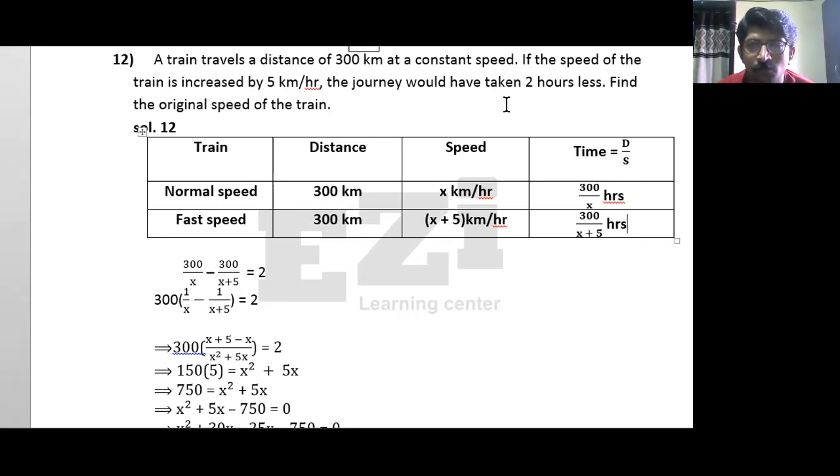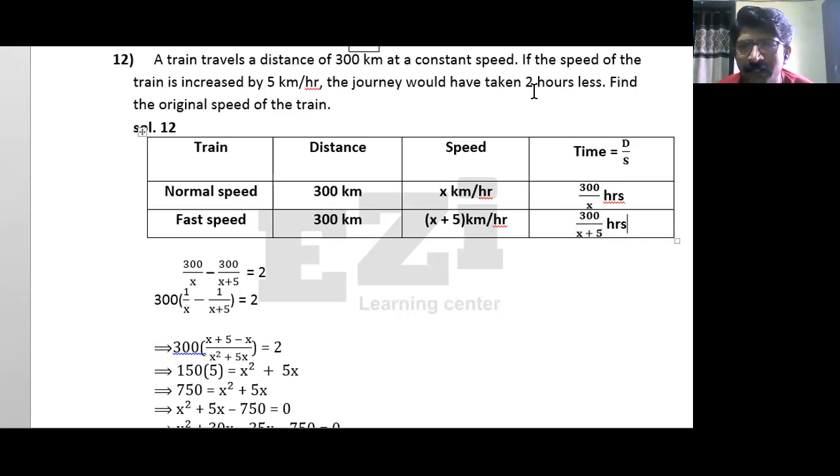Okay, now what is happening if the speed of the train is increased by 5 km/h? That means in the speed column of the new row, fast speed, I'll write x plus 5. Why x plus 5? Because the speed is increased by 5. If the speed had decreased, I would have written x minus 5. Because it is increased, x plus 5. Obviously, the distance is the same, 300 kilometers. So what will be the time taken by the train? Obviously 300 upon x plus 5, isn't it?